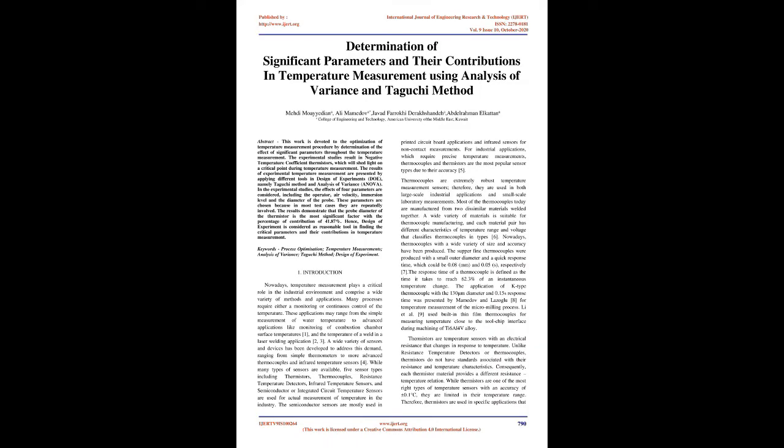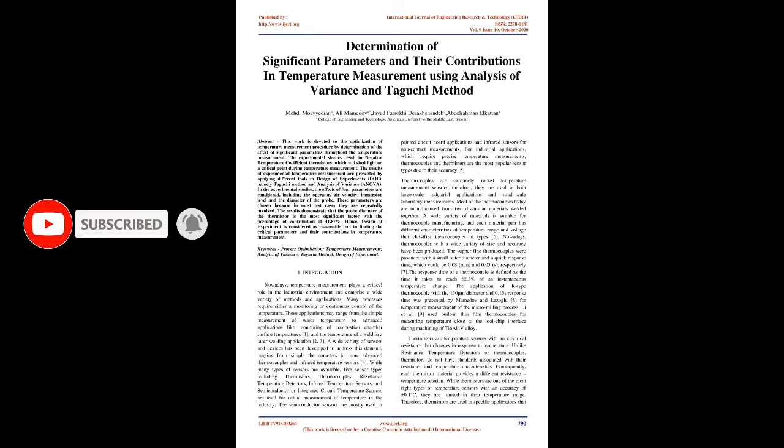Determination of significant parameters and their contributions in temperature measurement using analysis of variance and Taguchi method. Abstract. This work is devoted to the optimization of temperature measurement procedure by determination of the effect of significant parameters throughout the temperature measurement. The experimental studies result in negative temperature coefficient thermistors, which will shed light on a critical point during temperature measurement. The results of experimental temperature measurement are presented by applying different tools in design of experiments, namely Taguchi method and analysis of variance, ANOVA.